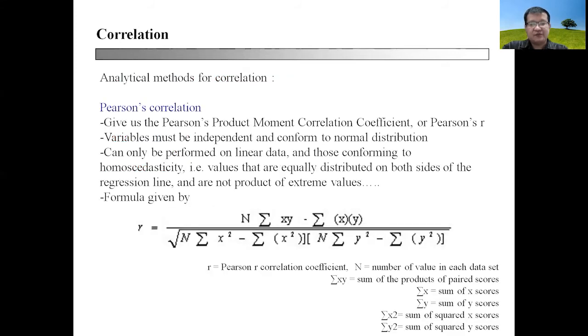Analytical methods for correlation may include Pearson's correlation. Pearson's correlation will give us a Pearson's product moment coefficient, or Pearson's R, as indicated in this mathematical equation on this page here. To allow us to perform Pearson's correlation, the variables must be independent and conform to normal distribution, a very important assumption. That means it can only be performed on linear data and those conforming to homoscedasticity, similar to what we already described earlier for t-test and ANOVA. So in this case, it is important for us to note that variables are normally distributed.